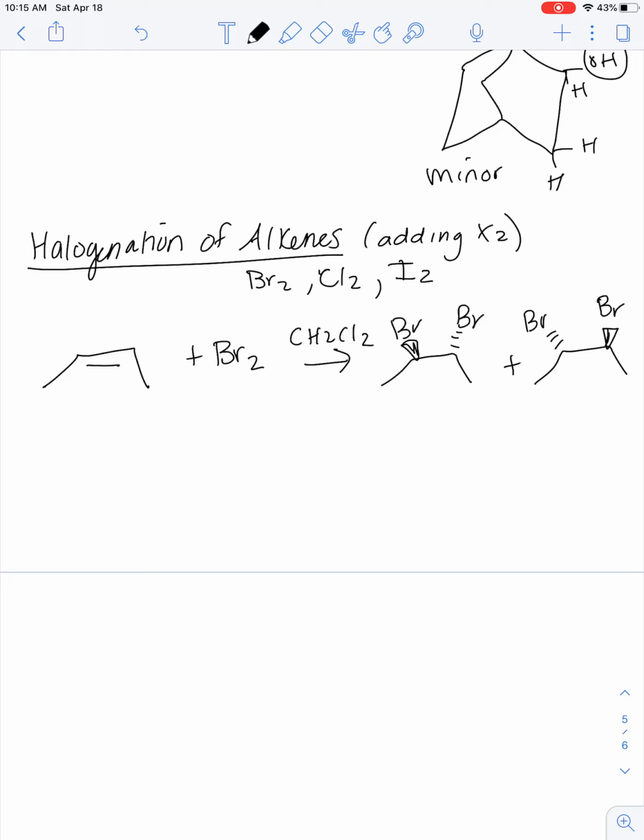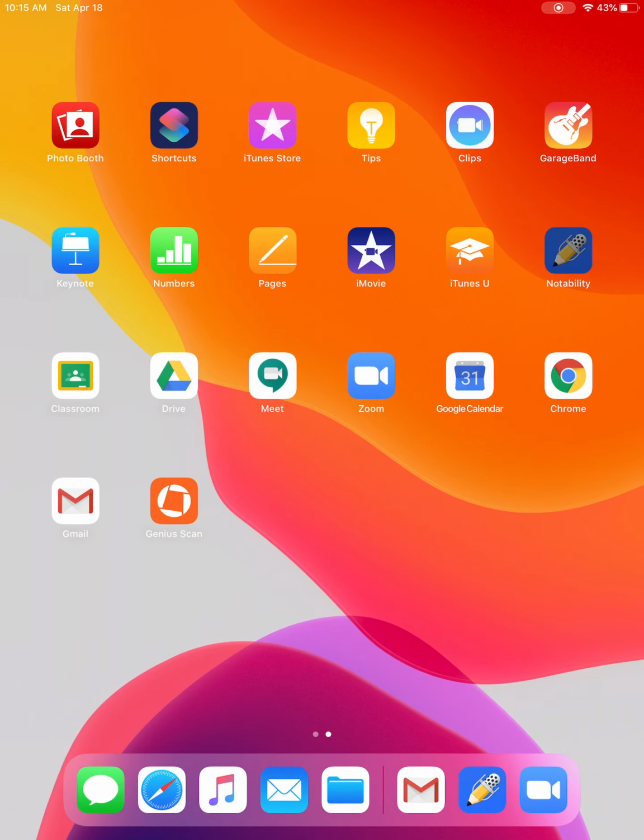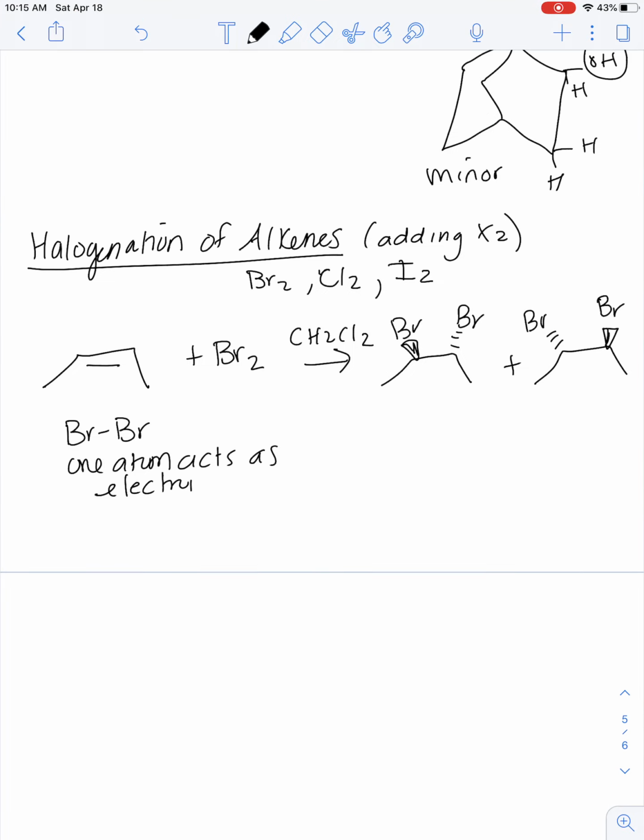So what's going to happen is when we look at the mechanism of this, so let's look at Br2. So one of these atoms acts as the electrophile. Oops, sorry about that. Electrophile. And then one develops the negative charge. So again, mechanism is very, very important to help you predict the stereochemistry of the product. So make sure you really do understand the mechanism behind each of these reactions that we're covering.